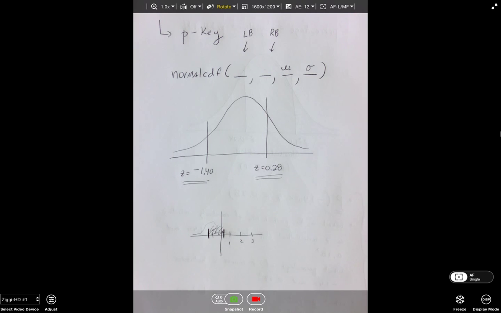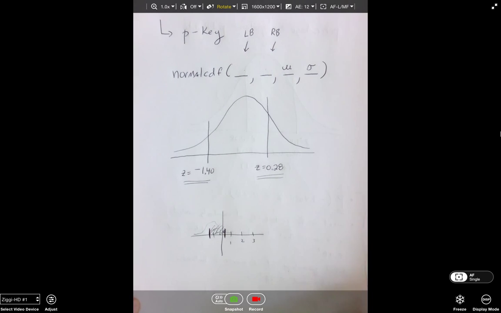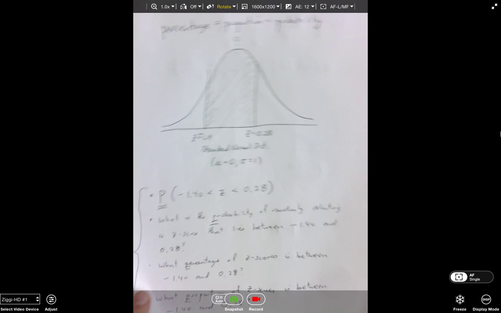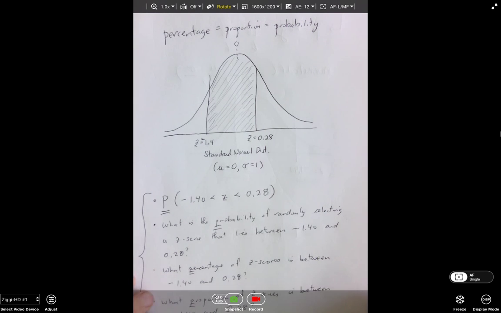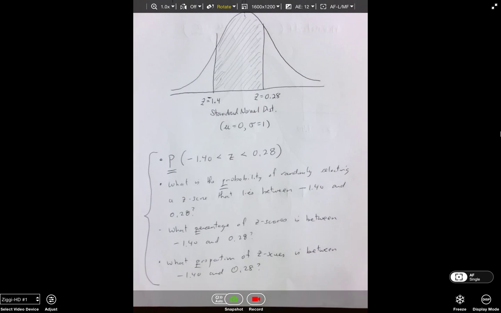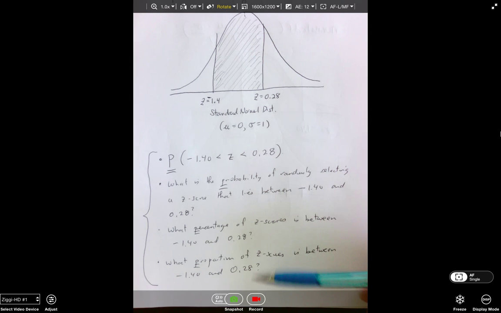Well, guys, it turns out that working these problems, regardless of what form we're given, requires you to do the same thing on the calculator. Whether you're asked this, or asked it in words, or asked a percentage, or asked a proportion, you work the problem the same way. Okay? So let's see how we do that.